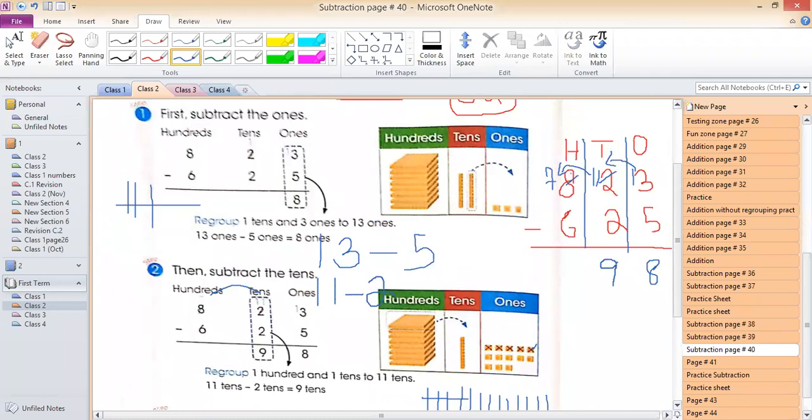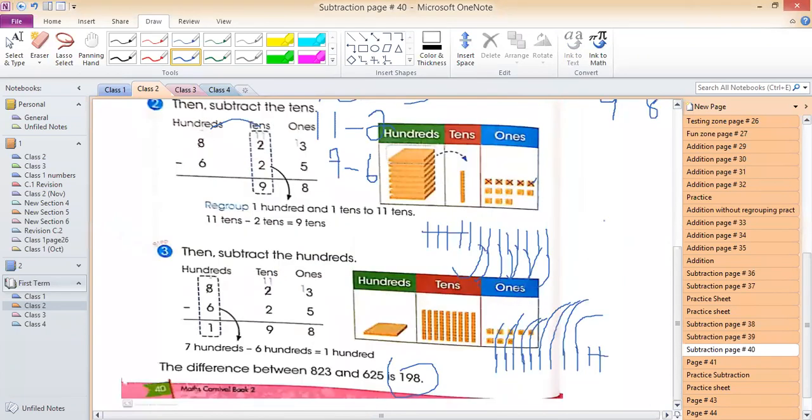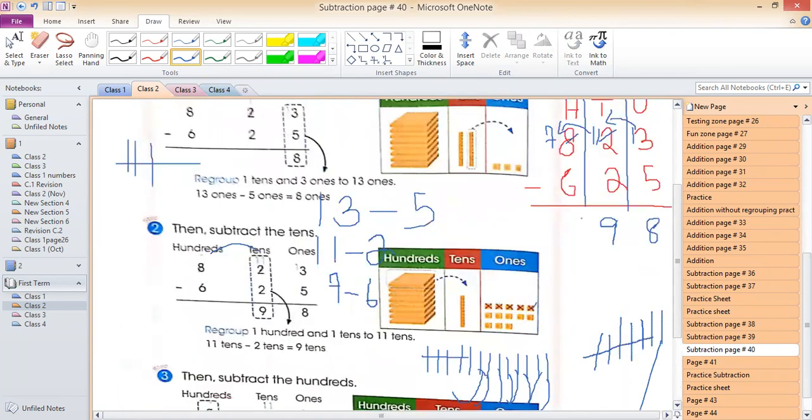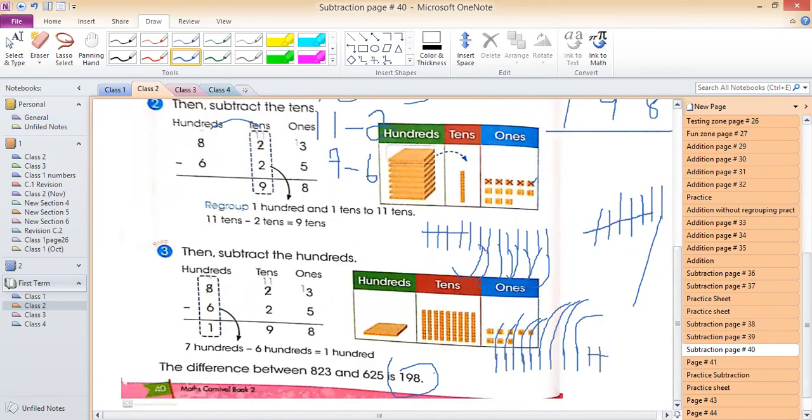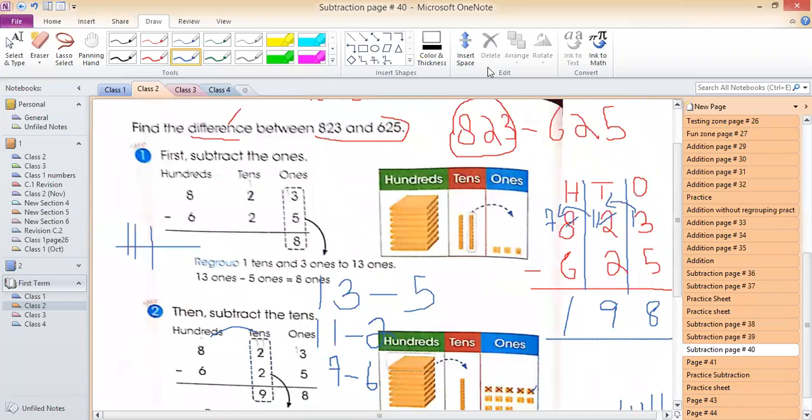Now you need to subtract the hundreds. 7 minus 6. 7 minus 6 is very easy. Draw 7 lines. 1, 2, 3, 4, 5, 6, and 7. Cut 6 lines. 1, 2, 3, 4, 5, and 6. So you can see only one line is left. So 7 minus 6 is equal to 1. The answer is 198. The difference between 823 and 625 is 198. Is it clear, guys?